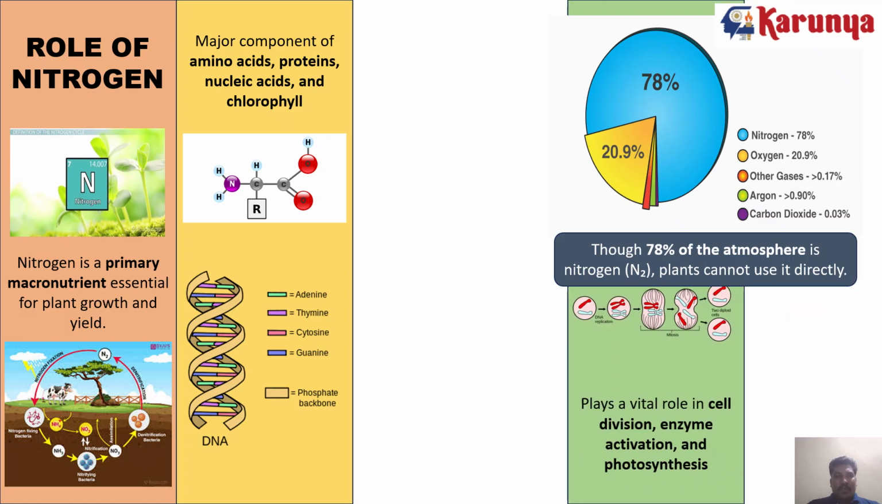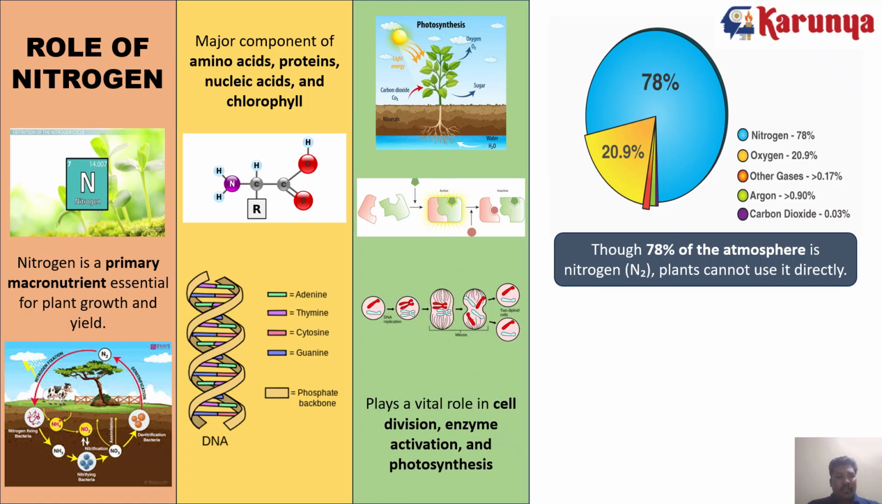Next, moving to the role of nitrogen. Nitrogen is a primary macronutrient essential for plant growth and yield, and it is involved in chlorophyll formation and cell elongation. The entire growth of the above ground portion of the plant is governed by nitrogen. It is also a major component of amino acids, proteins, nucleic acids, and chlorophyll. It plays a vital role in cell division, enzyme activation, and photosynthesis.